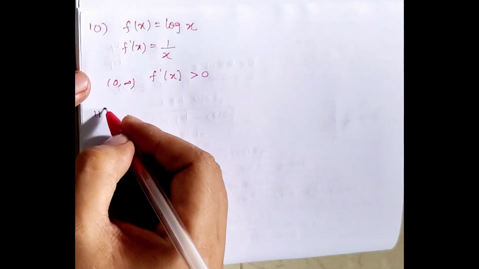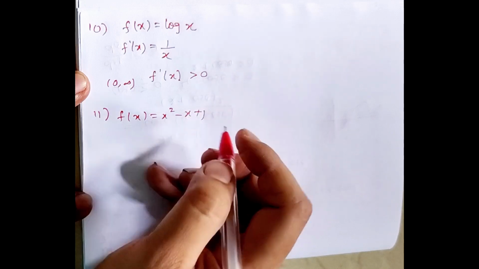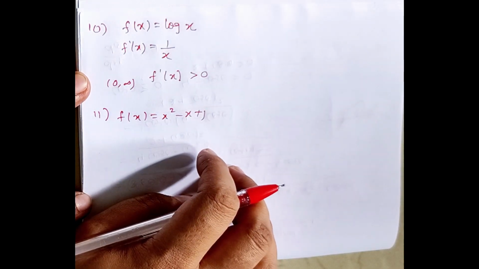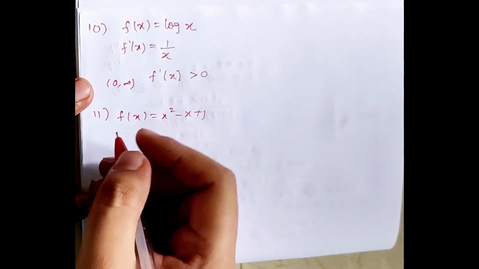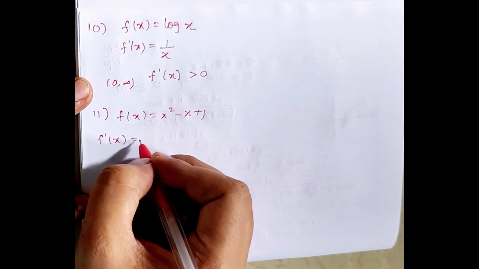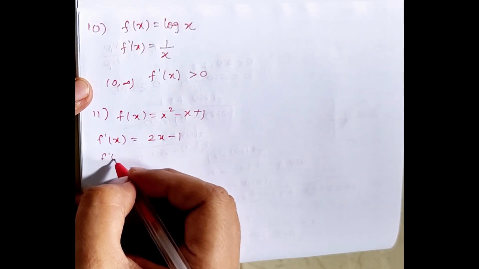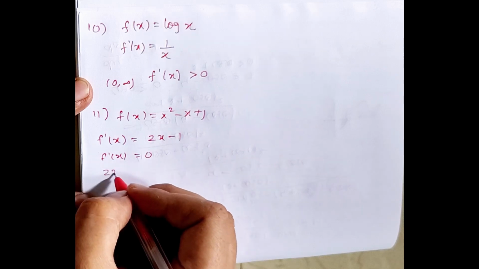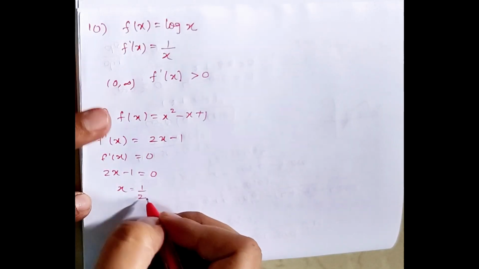Then question number 11, f of x, they have given x square minus x plus 1. We have to prove this function is neither strictly increasing nor strictly decreasing on the interval minus 1, 1. First of all, let's differentiate. f dash of x is 2x minus 1. Okay. So to find the x values, we'll equate to 0. So 2x minus 1 equal to 0. We get 2x equal to 1. So x is equal to 1 by 2.